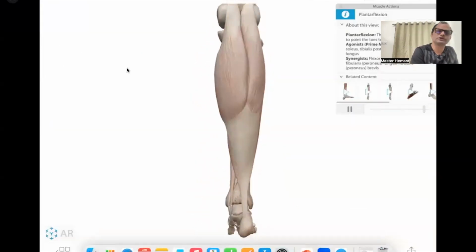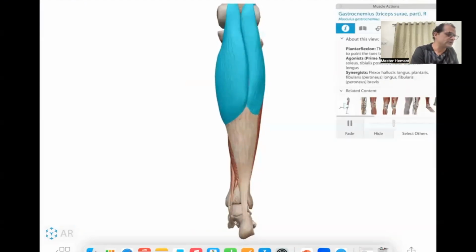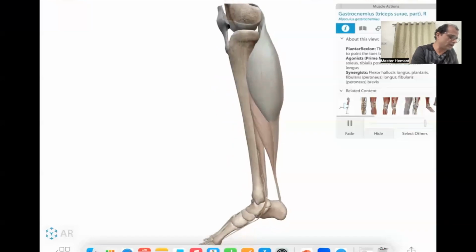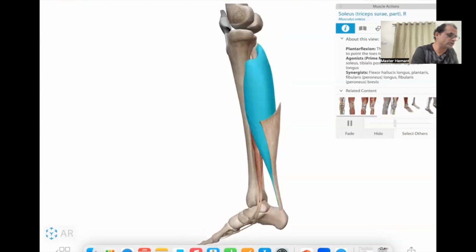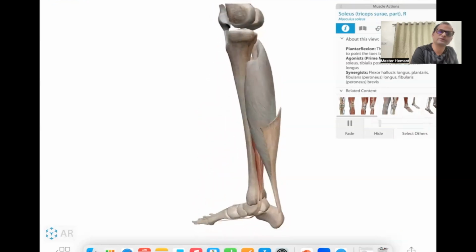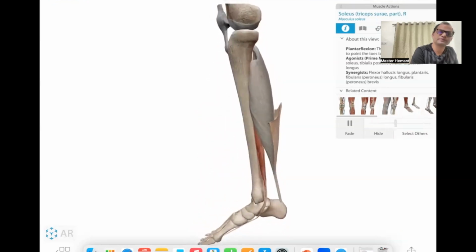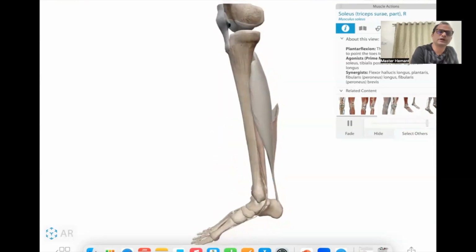So we can see the calf muscles, right? This is called gastrocnemius. और इसे निकाल दिया जाए तो अंदर ये मसल है soleus. So soleus and the gastrocnemius, there are two different muscles, right? Together they are called calf muscle. They are doing this movement.